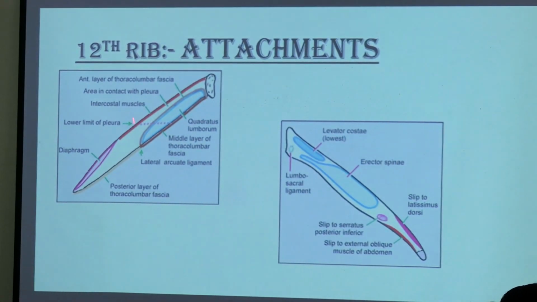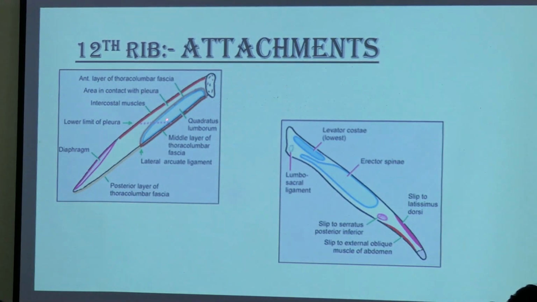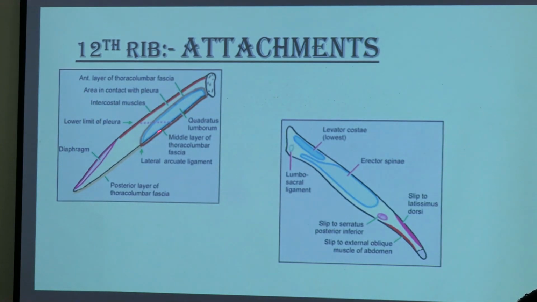Anterior surface, medially, lower part we have quadratus lumborum, above it the anterior layer of thoracolumbar fascia, below it the middle layer of thoracolumbar fascia, and on the lower border laterally we have the posterior layer of thoracolumbar fascia. Just above the quadratus lumborum, in the upper border, we have intercostal muscle, and in the upper border lateral part along with the anterior surface we have diaphragm. Clear? Should I tell again?